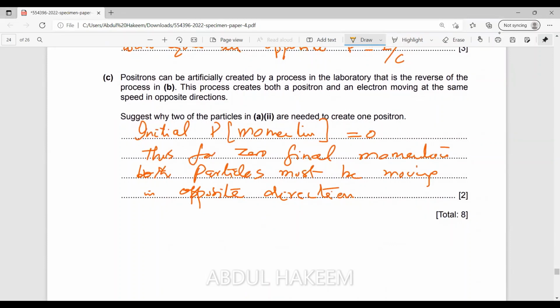Positrons can be artificially created by a process in a lab. That is the reverse process. This process creates both positron and electron moving at the same speed in the opposite direction, because positron and electron are interacting at zero initial momentum. So according to the law of conservation of momentum, the final momentum must be zero. So both must be traveling with the same momentum in the opposite direction.